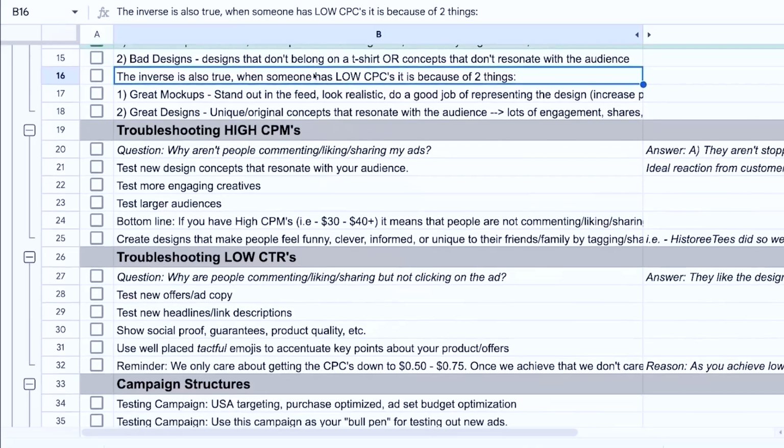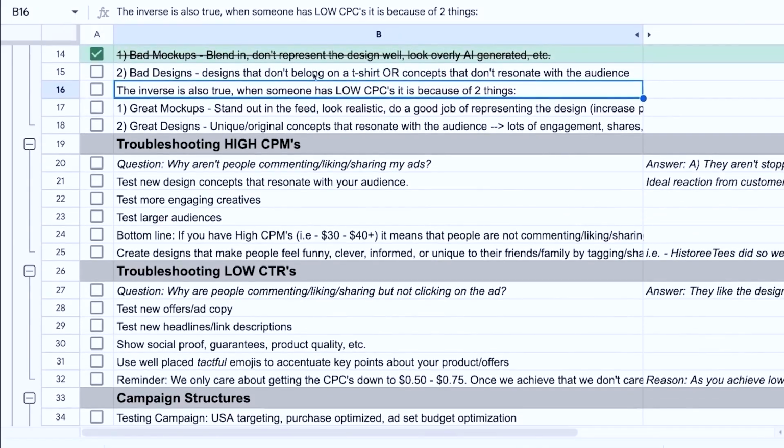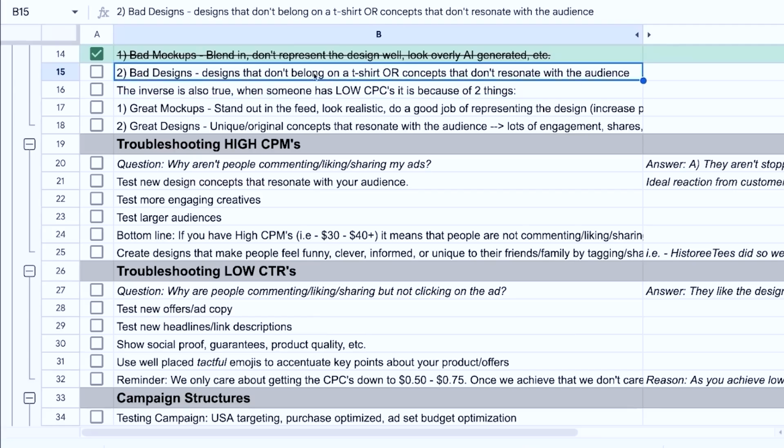Especially with AI nowadays, I see a lot of people using AI tools and making designs that look cool, but it's just got too much going on. It wouldn't really be something that somebody would want to have 12 inches below their chin for 12 hours out of the day. Or they just have concepts that don't resonate with the audience.